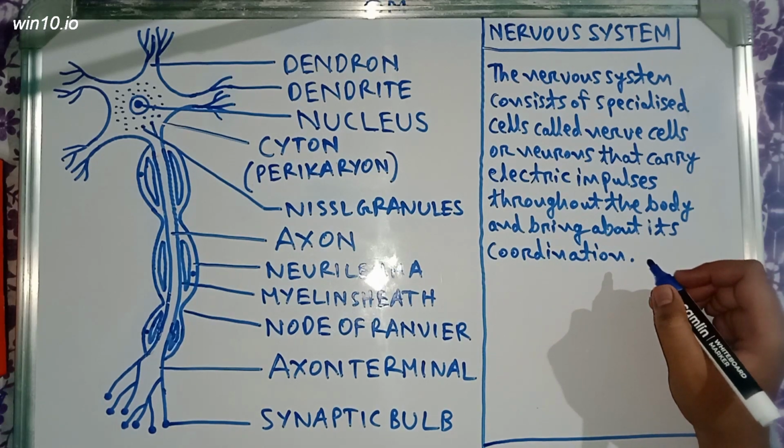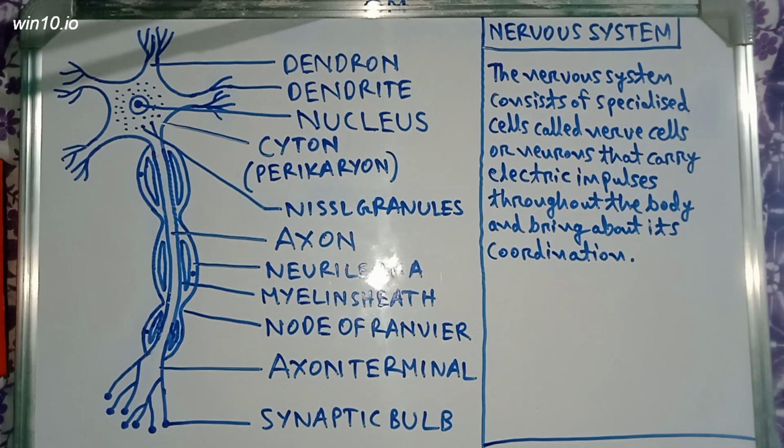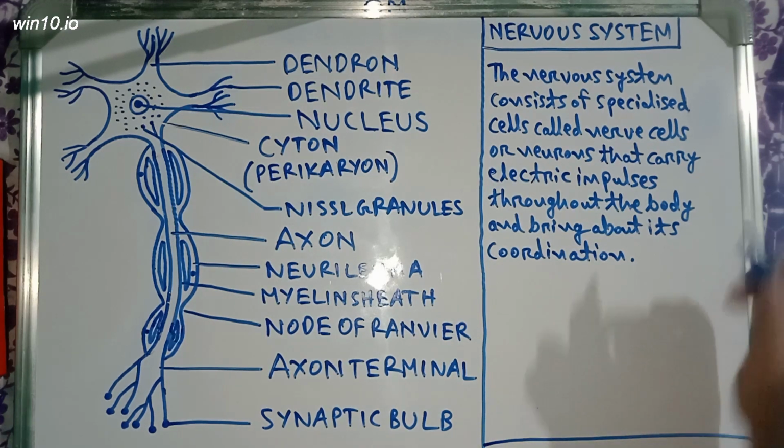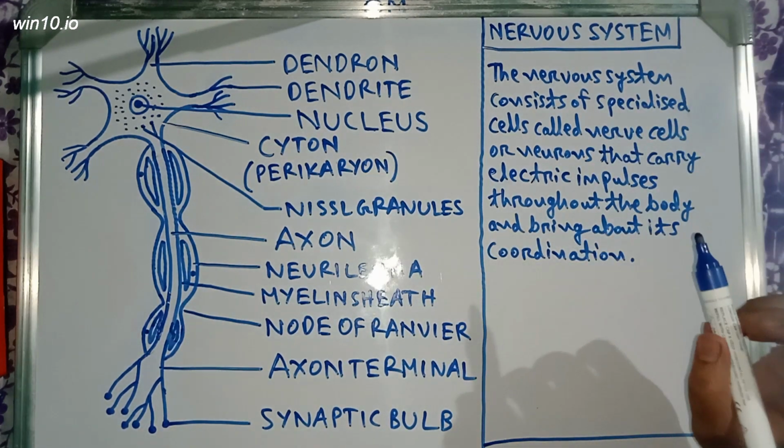Hello everyone. Today we will be studying about the nervous system. So what is the nervous system? As the name suggests, the nervous system consists of nerves. Alright? So what is the nervous system?